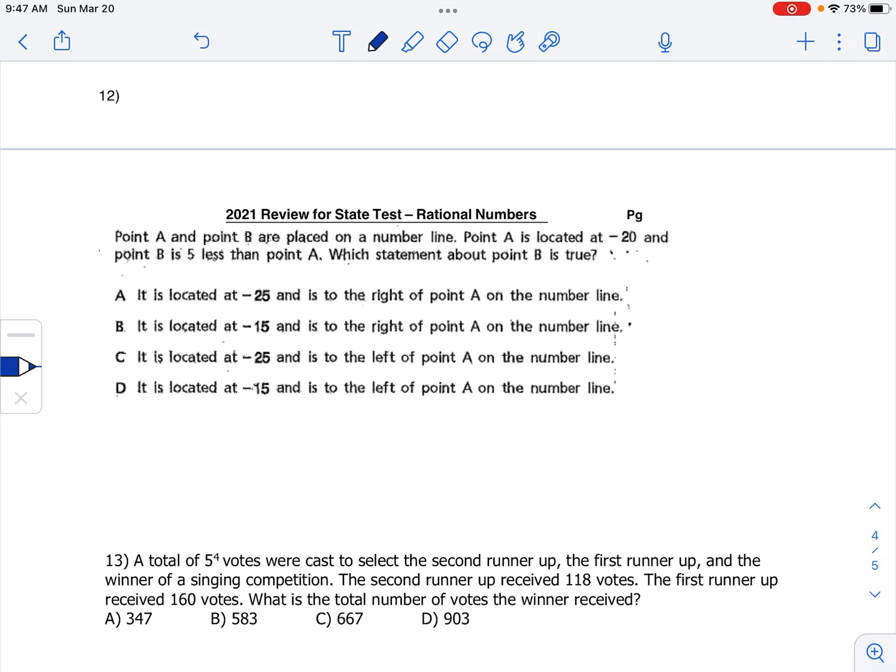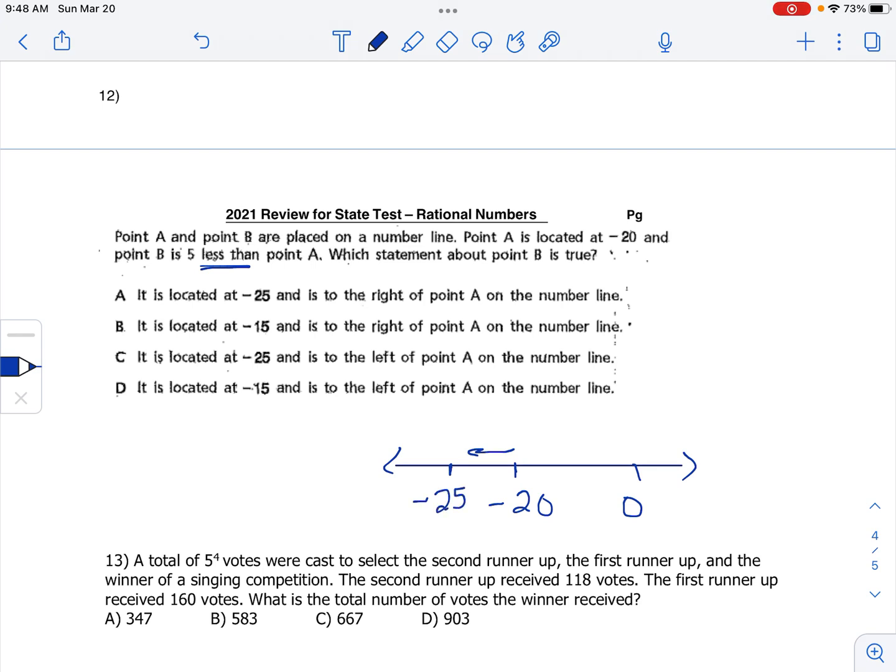All right, number 12. Point A and point B are placed on a number line. A is located at -20 and point B is 5 less than point A. Which statement is true about point B? All right, all of our options here are referencing a horizontal number line left to right, so I'm going to draw one out. I'm going to put 0 on here, and I know -20 is to the left of 0. Negative numbers are always to the left. And all our smaller numbers are to the left. So since B is less than A by 5 units, I'm going to move towards the left by 5. That's going to take us to negative 25.